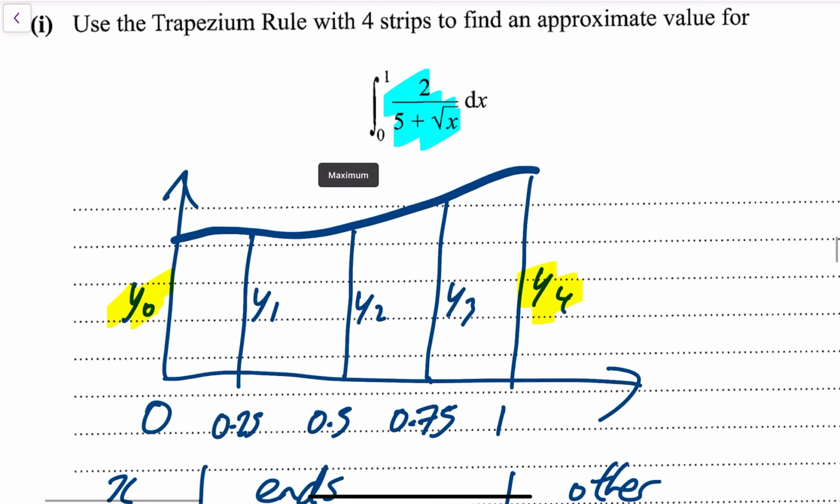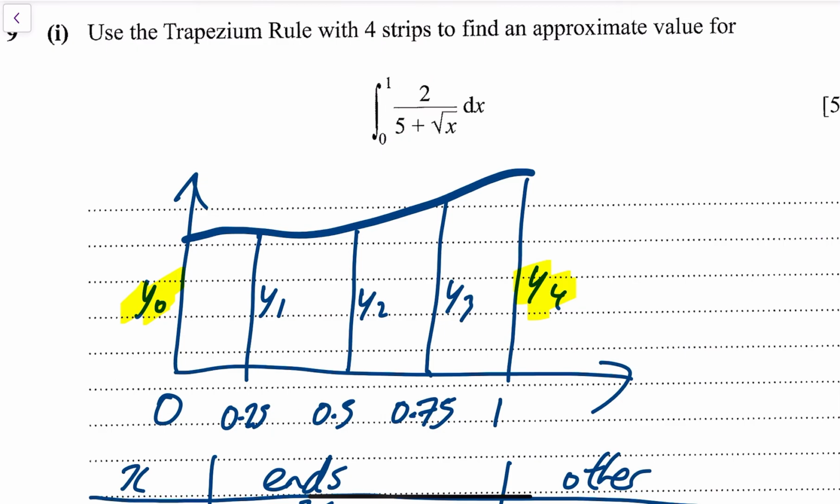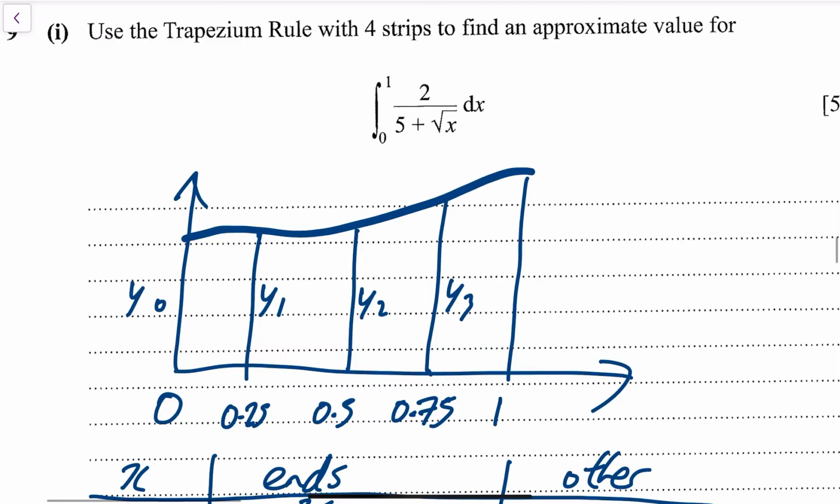Okay, question 9. Lovely little trapezium rule question. Now, if I get a trapezium rule question, I do the same wee terrible sketch every time. It says, use the trapezium rule with 4 strips to find an approximate value for the integral between 0 and 1 of 2 over 5 plus root x dx. So I'm going to do the same wee diagram, and you can see there all like wee trapeziums. Not very obvious there, but they're going to be used in approximation.